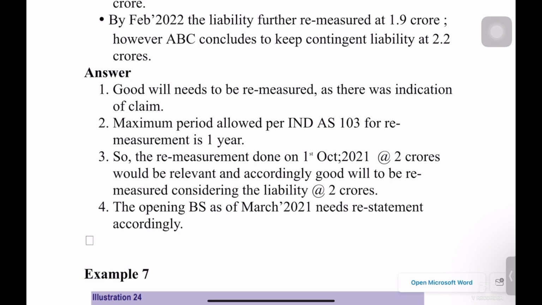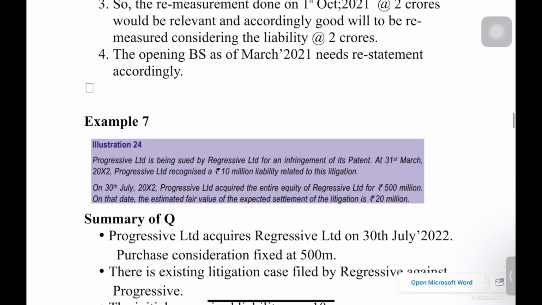And the opening balance sheet as of March 2021 needs to be restated. This is important. You have the balance sheet as of 31st March 2021 based on the initial liability of 1 crore, but that 1 crore needs to be restated to 2 crore, and your opening balance sheet as of 31st March 2021 needs to be restated by taking into account the liability at 2 crores. This is allowed as per Ind AS 103. I hope it's clear.